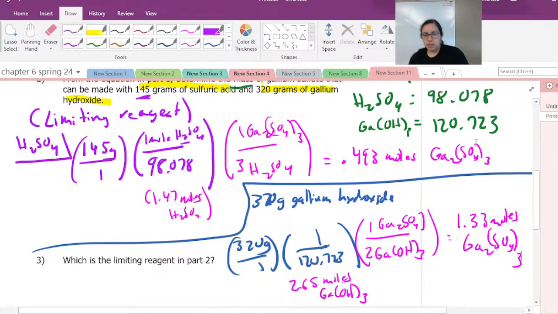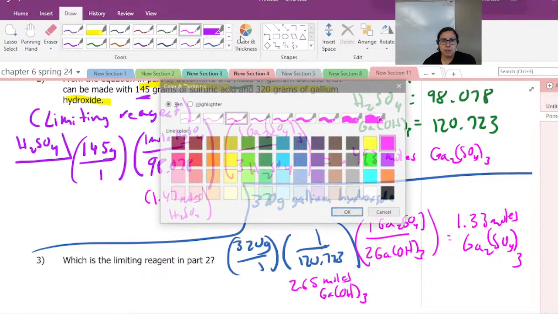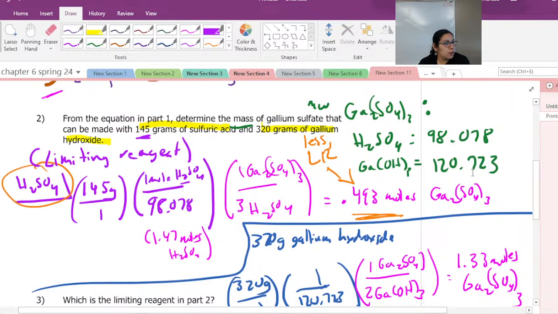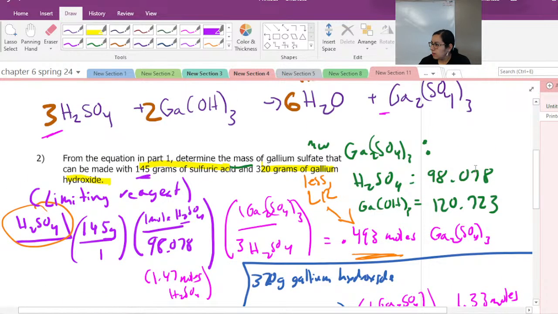And so this is telling us that our sulfuric acid is our limiting reagent. So less, right? So this is our limiting reagent. So we can only make this many moles of our gallium sulfate. So now we could figure out the mass. Did anybody get a molecular weight of gallium sulfate?